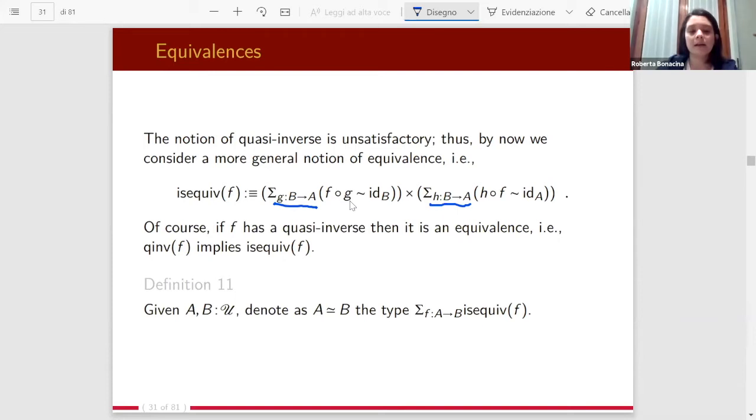And we use this notation to say that there is an equivalence from a type A to another type B, as a Σ type. We will see, as I said, next week that this is one of three different but equivalent notions of equivalence.